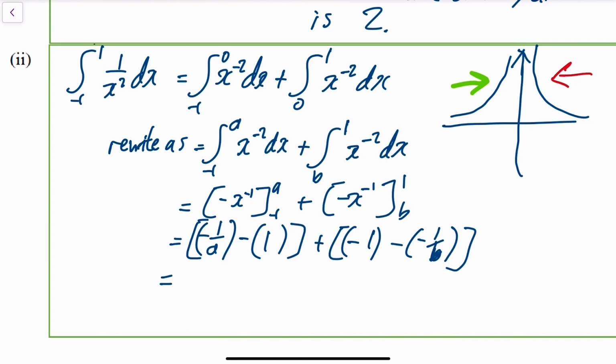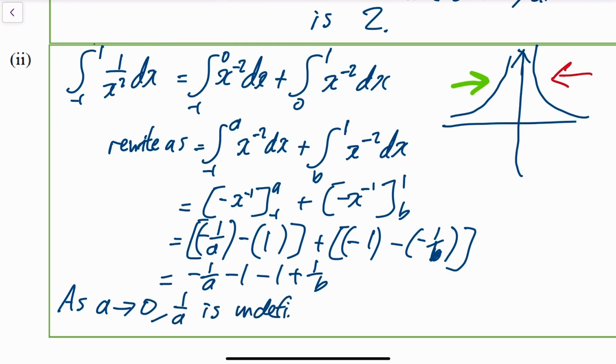And when you tidy up, you will have minus 1 over a, minus a 1, minus another 1, and then plus 1 over b. So that's what you have. But we don't even need to worry about it. We'll just say as a tends to 0, 1 over a is undefined. And also, as b tends to 0, 1 over b is undefined as well.